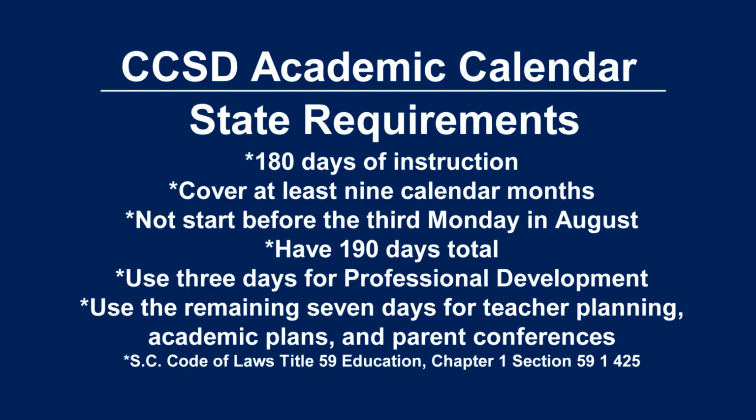Okay, Mia, you alluded to it. There are regulations, there are requirements, since we are a public school district in the state of South Carolina, that our academic calendar must meet. Can you highlight some of those so that people are aware of what we have to do when it comes to our academic calendar? So the first thing that we have to take in consideration is that students have to have 180 days of instruction, and that calendar must cover 9 months of the calendar year. And we also have to abide by the rule that says we cannot begin school before the third Monday in August. This year, the third Monday in August is very late, and that is August 20th, and we're going to begin school on August 21st.